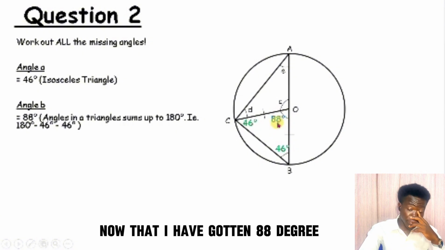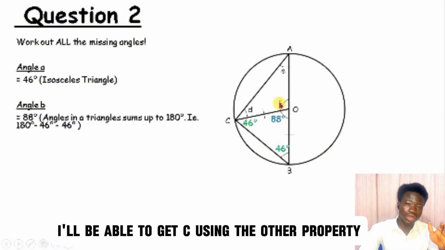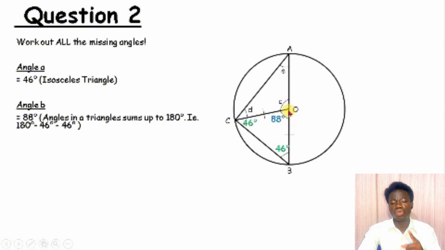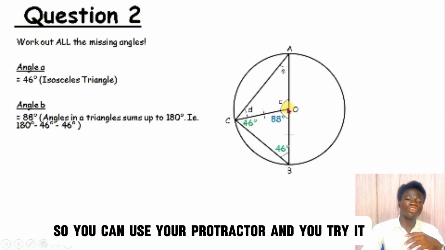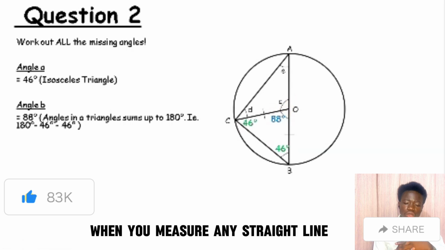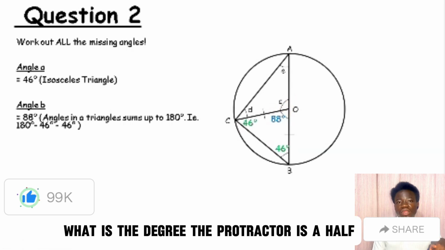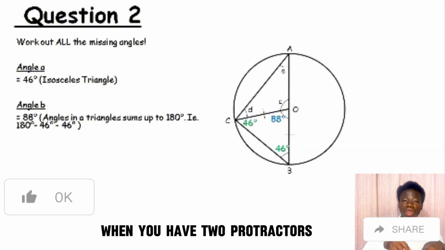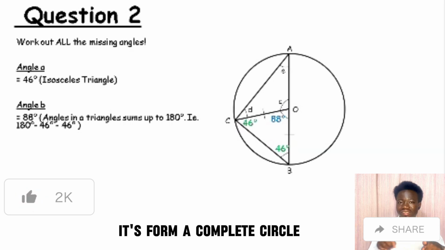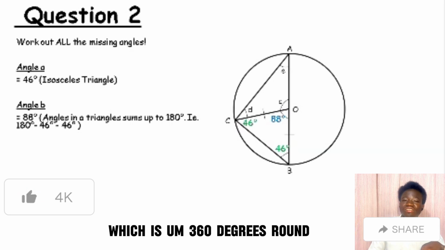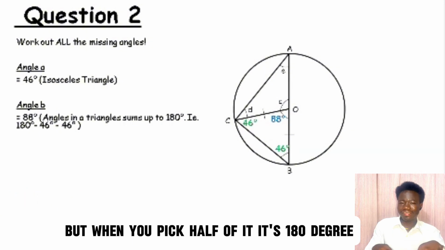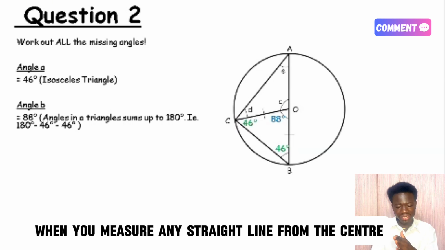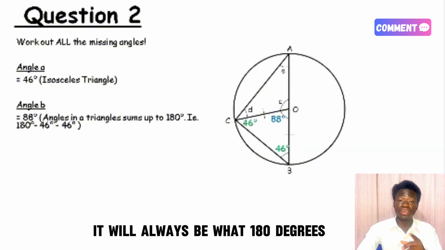Now that I have gotten 88 degrees, I'll be able to get C using the other property which states that angles on a straight line sum up to 180 degrees. So you can use your protractor and try it. When you measure any straight line, you always realize it's what? 180 degrees. The protractor is a semicircle, a half circle. When you have two protractors and you put them together, they form a complete circle, which is 360 degrees round. But when you pick half of it, it's 180 degrees. So when you measure any straight line from the center, it will always give what? 180 degrees. That's where that property is coming from.